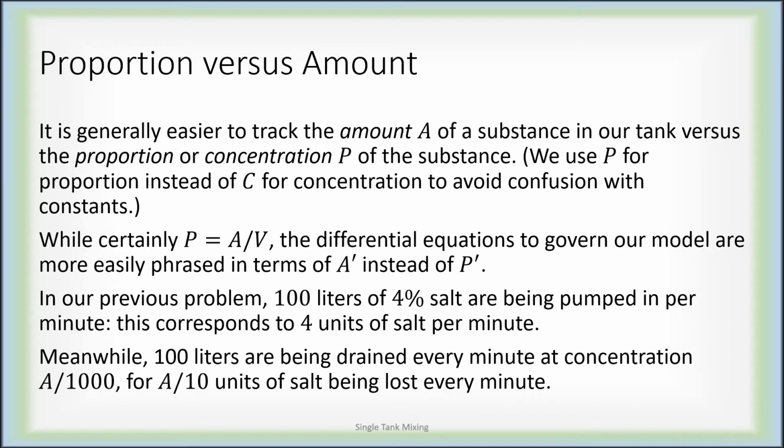Meanwhile, 100 liters are being drained, but the concentration in the tank is the amount of salt in the tank divided by 1,000 because it was a 1,000 liter tank. So 100 liters are being drained, but the concentration is A over 1,000. 100 liters times A over 1,000 gives A over 10 units of salt being lost every minute. So we've converted into amount rather than proportion. There are 4 units of salt being added per minute and A over 10 being lost every minute.